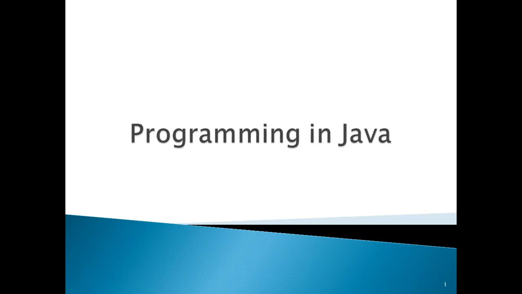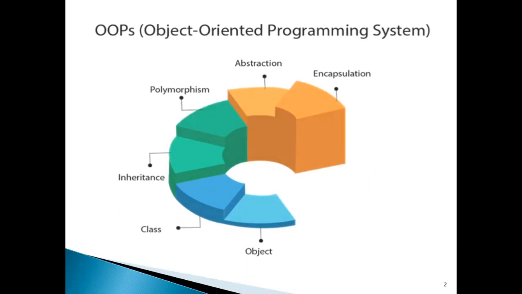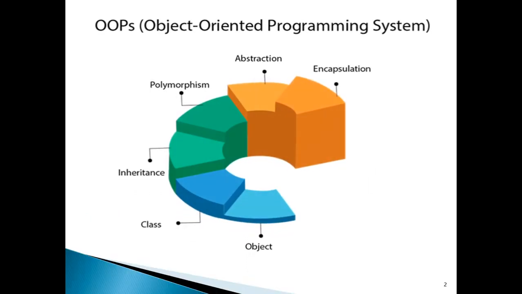Let us discuss programming in Java concepts. Programming in Java supports OOPS, that is, object-oriented programming. Object-oriented programming consists of class, objects, inheritance, polymorphism, abstraction, and encapsulation. Let us see one by one.